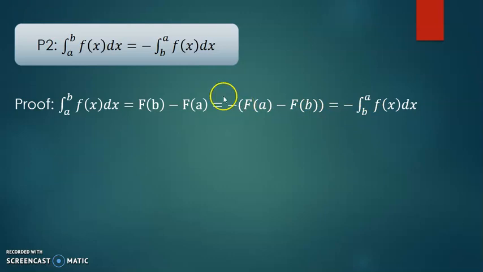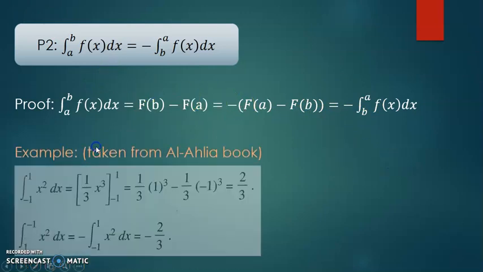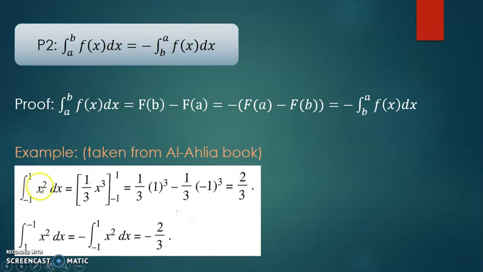Let's do an example that shows that this holds. Let's calculate the integral from minus 1 to 1 of x squared. This should be very easy. You will get 2 over 3. Then integrate x squared from 1 to minus 1. You will get minus 2 over 3.